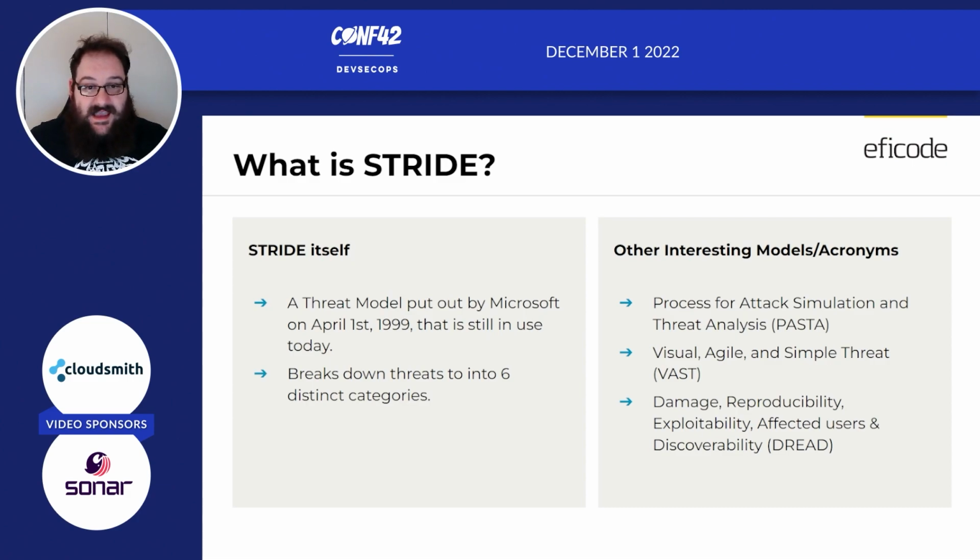So Stride itself is a threat model put out by Microsoft on April 1st, 1999, and it's still in use today. And I understand that's quite weird. I don't think any of us are thinking, well, I want something secure, I'm going to use something from 1999. That's just extremely unusual. And the fact it was released on April the 1st also makes me kind of worry about it. But in my opinion, it's a great model that breaks threats down into six distinct categories. And it's got a good mnemonic, so I like to use it. There are other interesting models you can use that all have really good acronyms. So you can use PASTA if you like. You can do a VAST analysis. You can have DREAD. That's always a good one, but I prefer Stride.